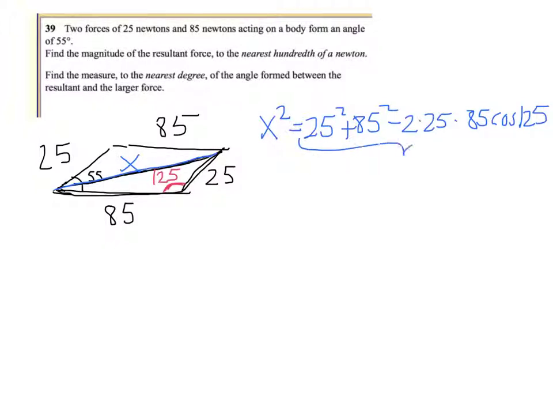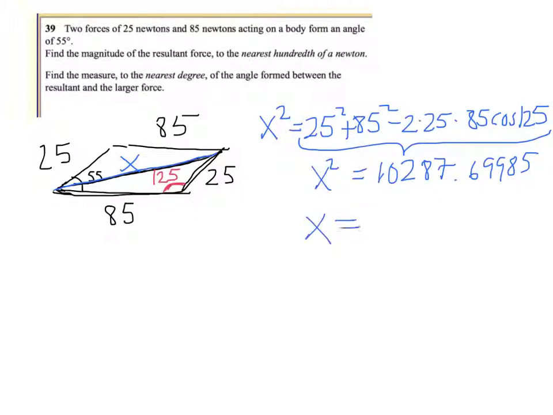If you put this entire expression in the calculator, it comes out to 10,287.69985. That's x squared equals, and if you square root that to get x, you get that the resultant to the nearest hundredth is going to be 101.43. Be very careful with the rounding.